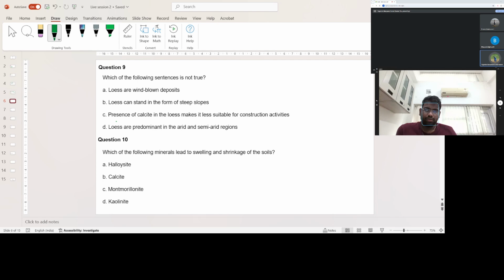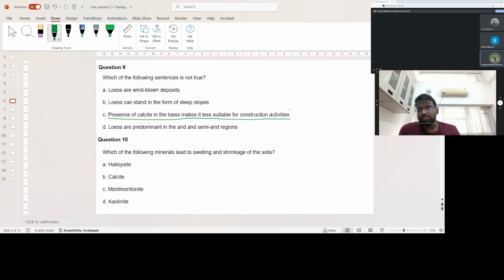No logic. Okay. So actually, a peculiar characteristic of loess is that they can form steep slopes. They are able to withstand steep slopes. I will not say stable, but they are capable. And essentially, they are wind-blown deposits found in arid and semi-arid regions. The major option we have to concentrate on is that the presence of calcite in the loess makes it less suitable for construction activities.